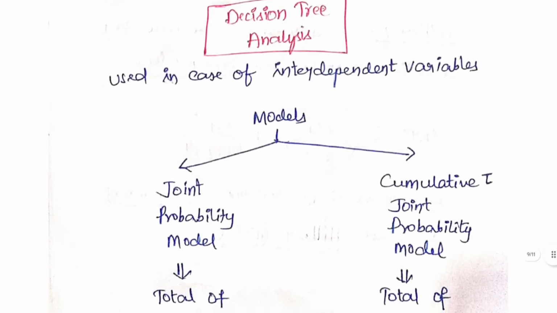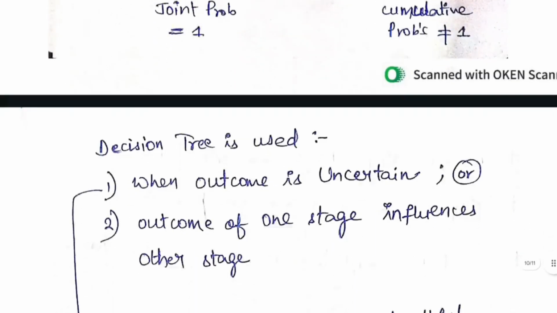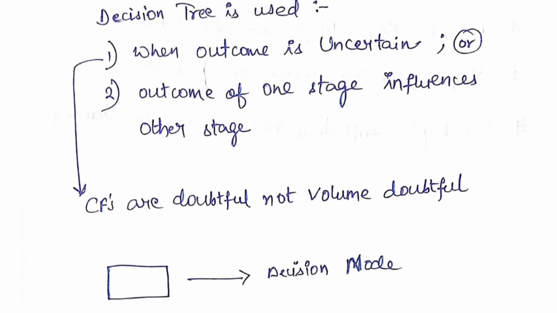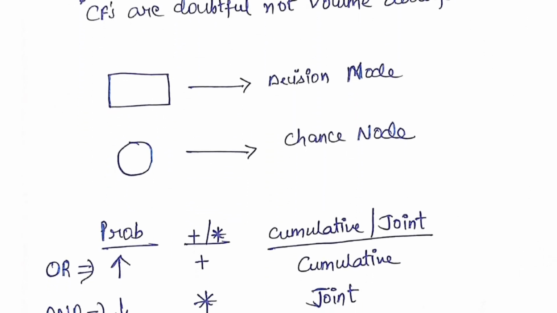Next, decision tree analysis. It is used in case of interdependent variables. Here, models are of two types: joint probability model and cumulative with joint probability model. In case of joint probability model, total of joint probability equals 1. In case of cumulative with joint probability model, total of cumulative probabilities does not equal 1. Decision tree is used when outcome is uncertain or outcome of one stage influences another stage. Outcome is uncertain means here cash flows are doubtful, not volume is doubtful. A rectangle is considered as a decision node and a circle is considered as a chance node in case of decision tree.